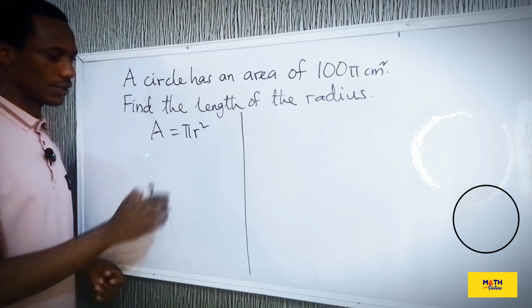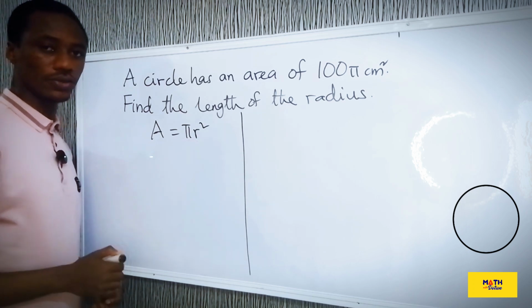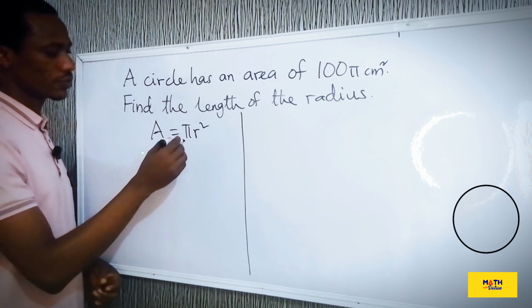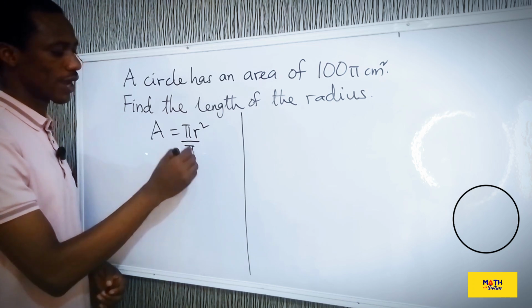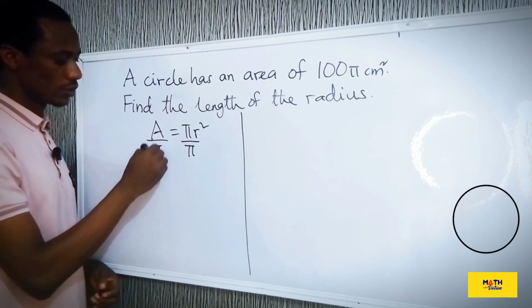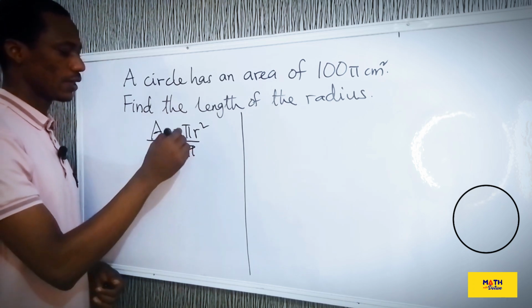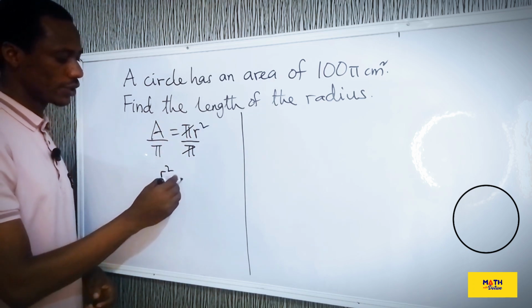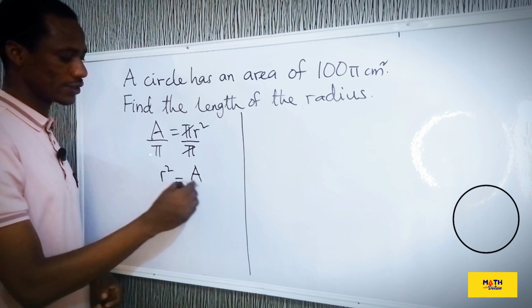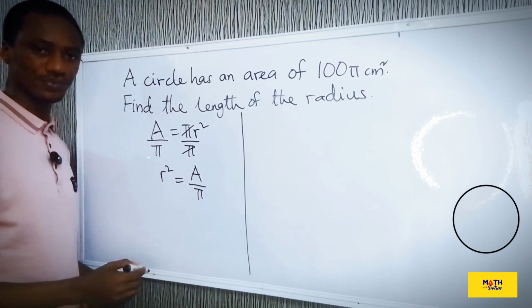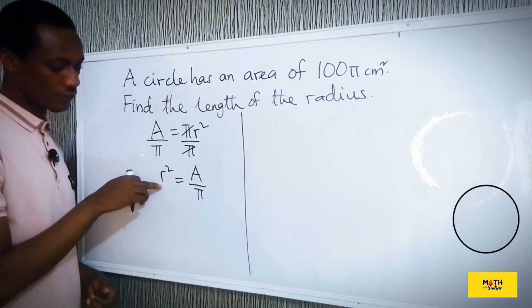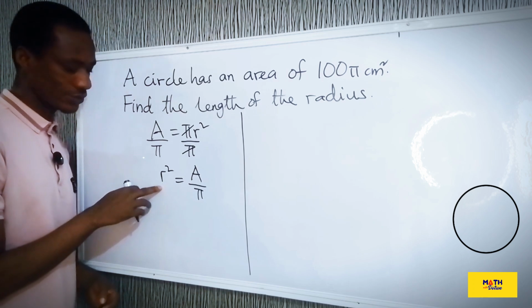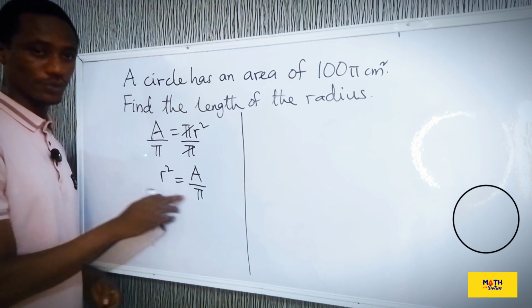All right, and then we want to make the radius the subject. So we divide both sides by pi, and then pi cancels pi here. So we have radius squared equals area divided by pi. Okay, so for us to know the value of the radius, we'll take the square root of both sides.